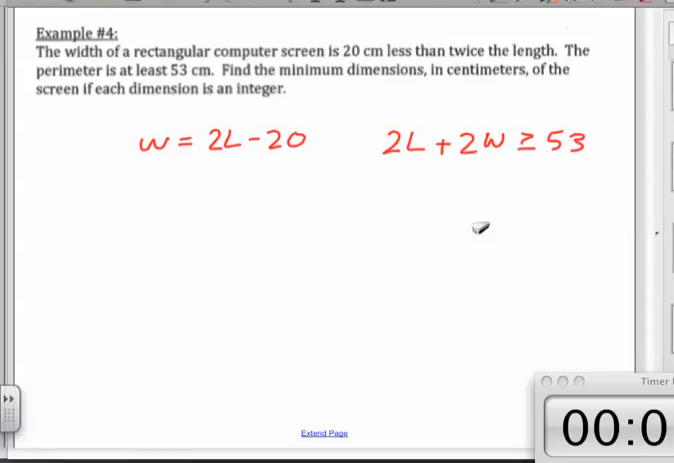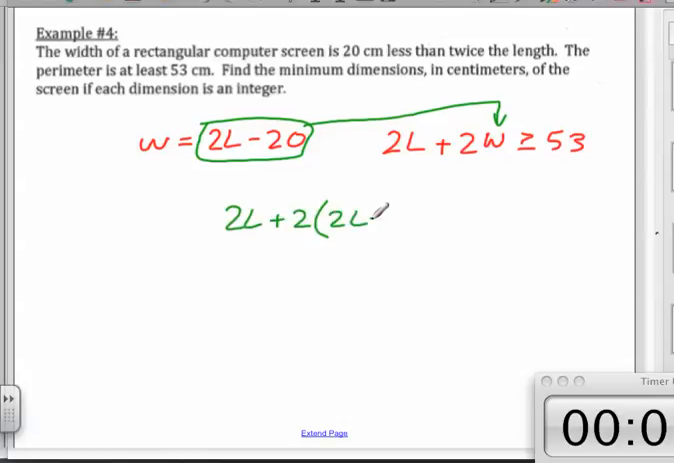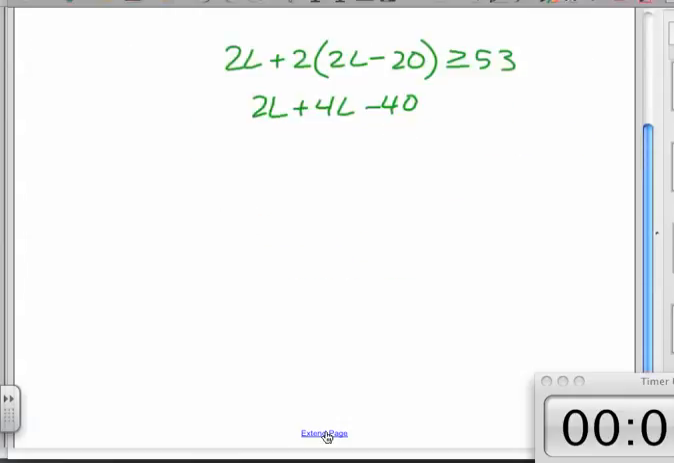I got 2 things here. And it says find the minimum dimensions. Okay, well, what do you think, Ben? Substitute what W equals in. Take this and put it in here. Great job, Ben. So 2L plus 2 times 2L minus 20 has to be greater than or equal to 53. I need to simplify before I solve. So I'm going to have to distribute. So 2L plus 4L minus 40, right, has to be greater than or equal to 53.